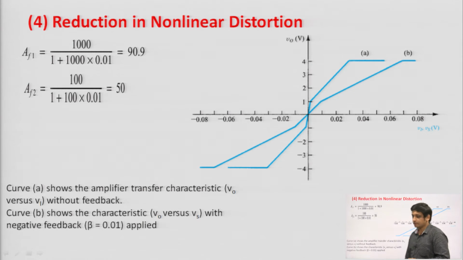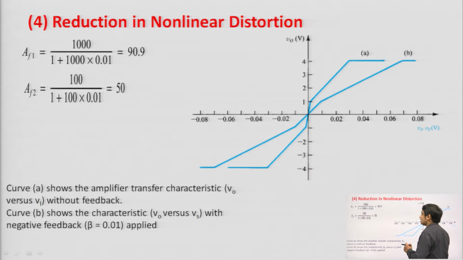Now, the 4th property is reduction in nonlinear distortion. For any amplifier it is desirable that the distortion should be less, because if there is distortion at the output of the amplifier, then it means that the shape of the signal is changing. In amplification we should be careful that the shape of the signal should not change. If we are applying a sine wave at the input, then obviously the output should be a sine wave with amplification, but the shape should not change. If the shape is changing, that means there is distortion, and due to that distortion the information may be lost. By using negative feedback, this distortion can be minimized.